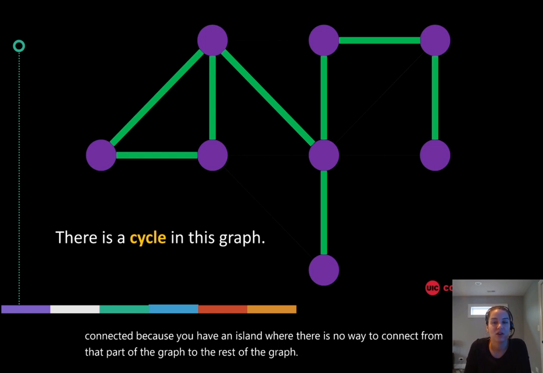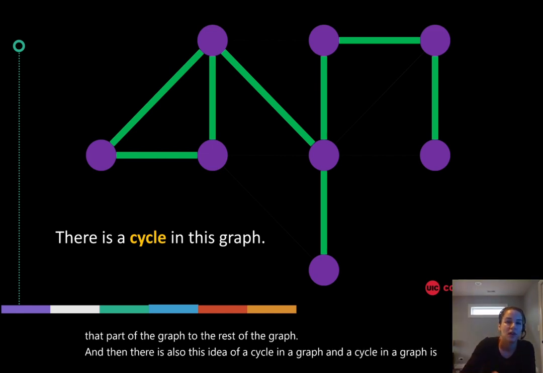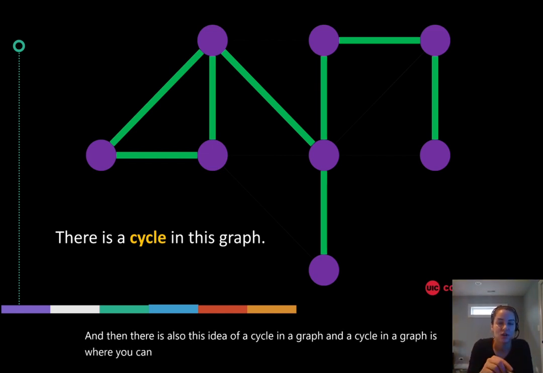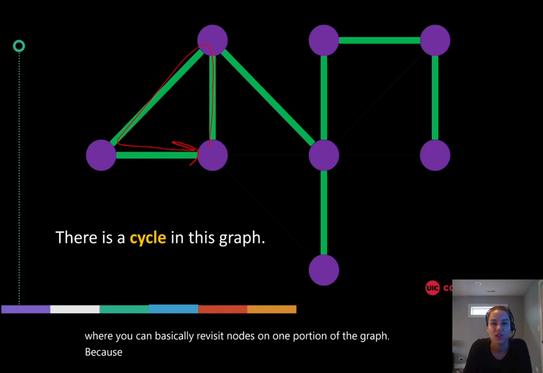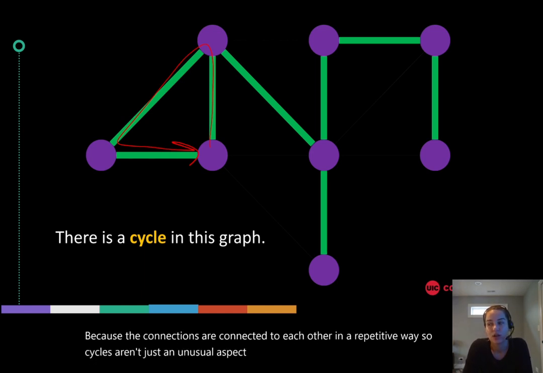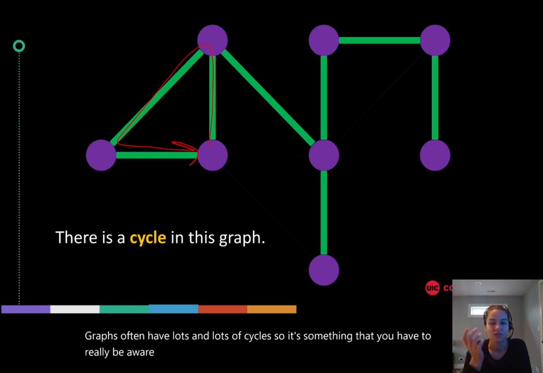And then there is also this idea of a cycle in a graph. A cycle in a graph is where you can basically revisit nodes on one portion of the graph because the connections are connected to each other in a repetitive way. So cycles aren't just an unusual aspect of a graph. Graphs often have lots and lots of cycles, so it's something that you have to really be aware of when you're working with graphs.